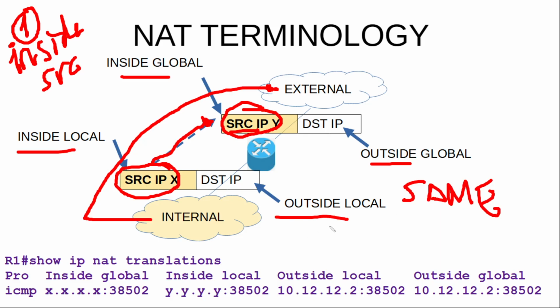So you can see that when issuing show IP NAT translation, you will see your inside global and your inside local and your outside local and your outside global. So if you see that the outside local and the outside global are the same, this means that this is an inside source translation.